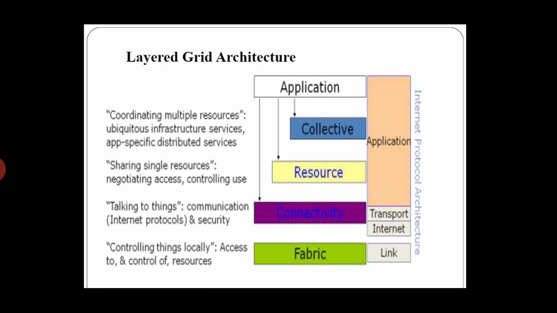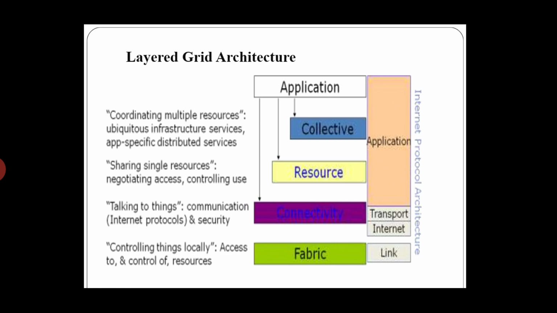Then the middleware layer. In the application layer we have some middle layer, network layer. In the middle layer it provides the tools that enable various elements like servers, storage, networks, etc. to participate in a unified grid environment.